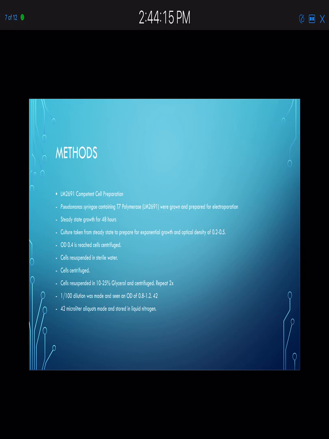Once an optical density of 0.4 is reached, these cells were then centrifuged. After centrifugation, these cells were then resuspended in sterile water, and then centrifuged again. After this, the cells were resuspended in 10 to 25% glycerol and then centrifuged. This occurred twice. After that, a 1/100th dilution was made until an optical density was seen of 0.8 to 1.2. After this, cells were taken in 42 microliter aliquots, and then they were stored in liquid nitrogen for later.